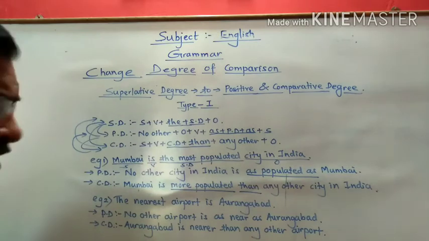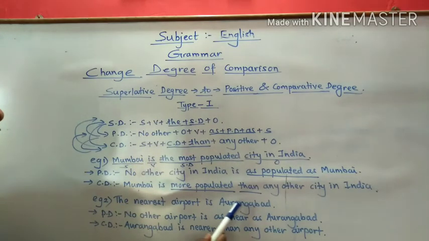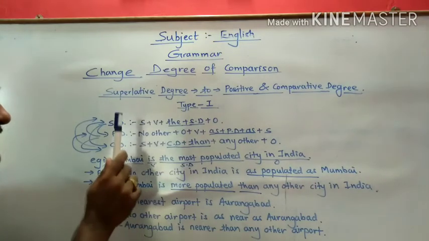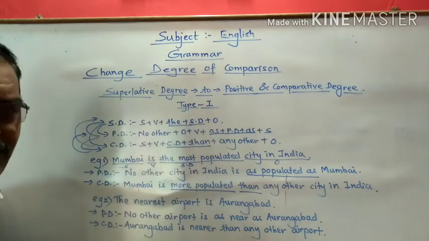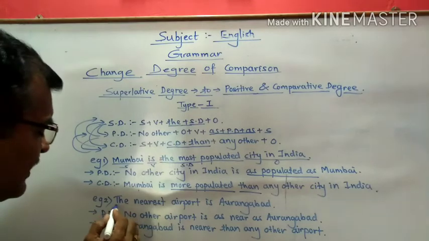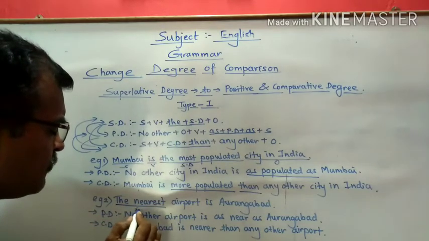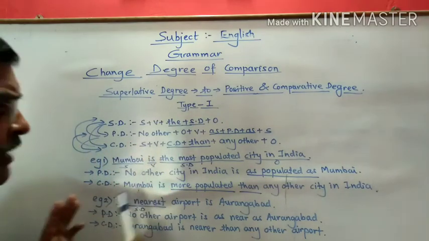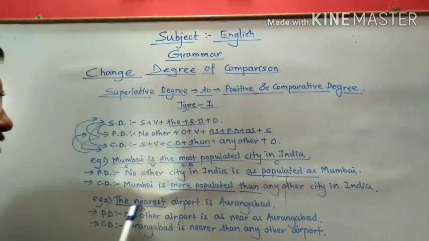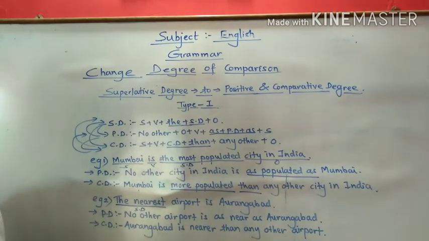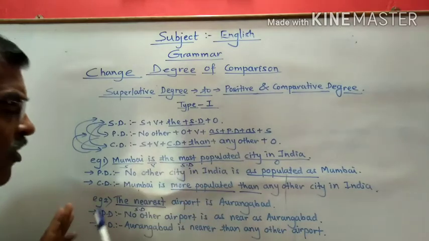One more sentence, let us see. The nearest airport is Aurangabad. But in this sentence, you can see it does not exactly fit into the construction. The nearest, this particular word, is your superlative degree. It comes in the beginning, right? So far, if we think about this sentence, the subject is "the nearest airport", "is" is your verb and Aurangabad is your object. Yes, that is the fact about this sentence.